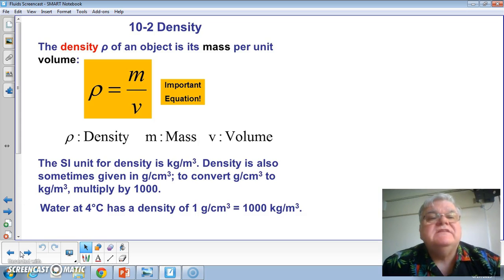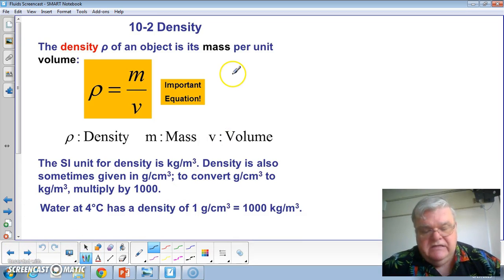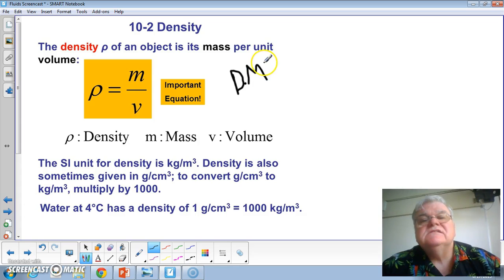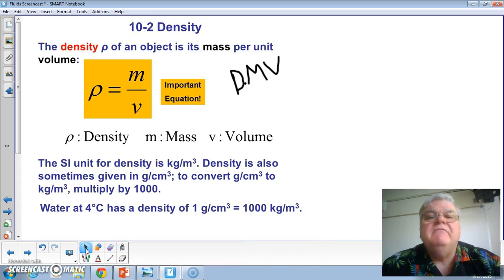Section 10.2, density. Density uses the Greek lowercase letter rho. That's what the little script P is. It's an object's mass per unit volume. You might recall from way back in early days that they gave you this to remember it by. DMV, Department of Motor Vehicles. Here it stands for density is mass over volume.